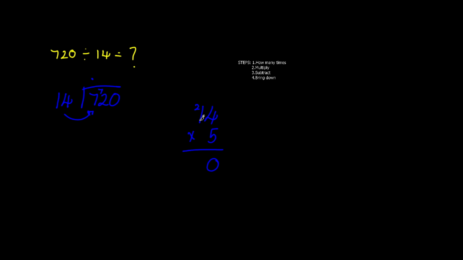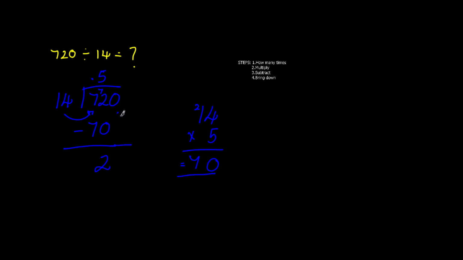And then 1 times 5 is 5 plus the 2 will give us 7, right? So, yeah. So 14 can go into 72 at least 5 times. So 14 times 5 will give us 70. Let's subtract 72 minus 70. We will end up with 2, right?